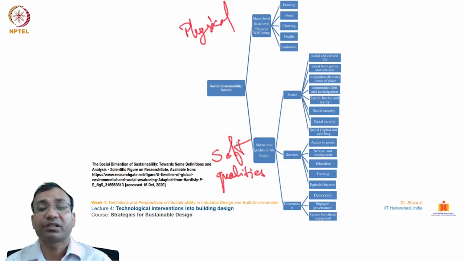So transportation is there, sanitation is there, and traffic management is there. There are other management and governance related factors as well. So they fall under these social amenity factors.